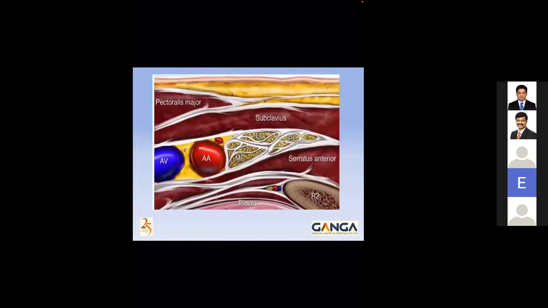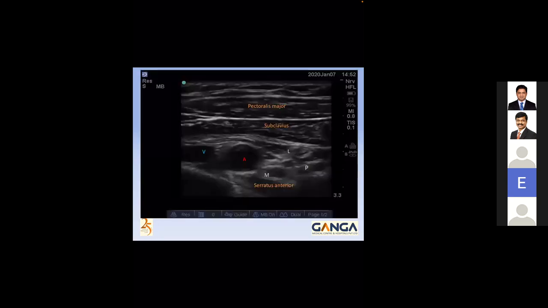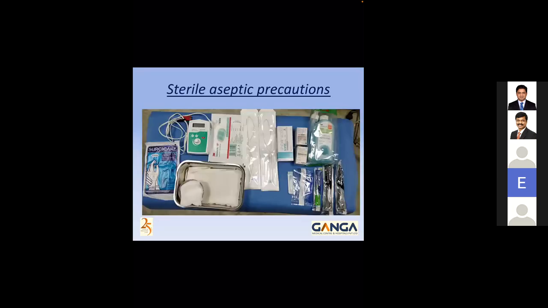So this is the typical arrangement of your cords in the costoclavicular space. Axillary vein medially, artery immediately lateral to it, and the cords are arranged much more lateral to the first part of the axillary artery. And then everything should be done under sterile aseptic precautions before you go.